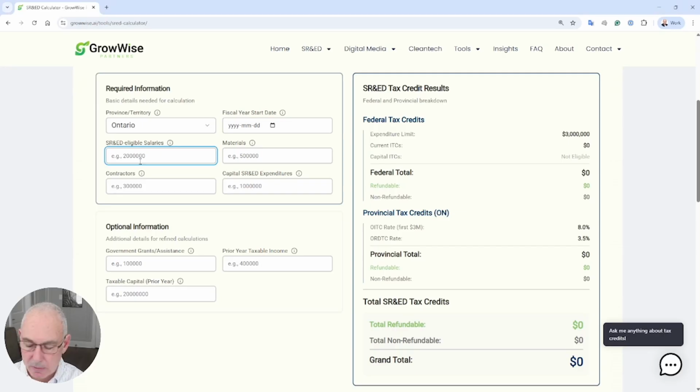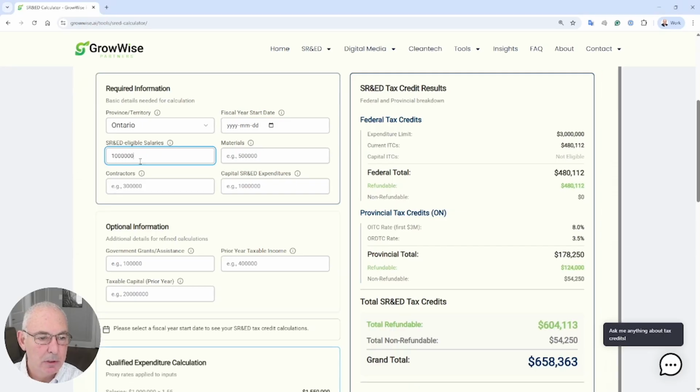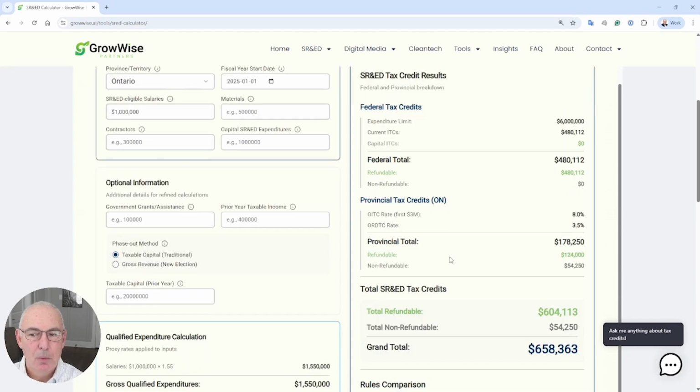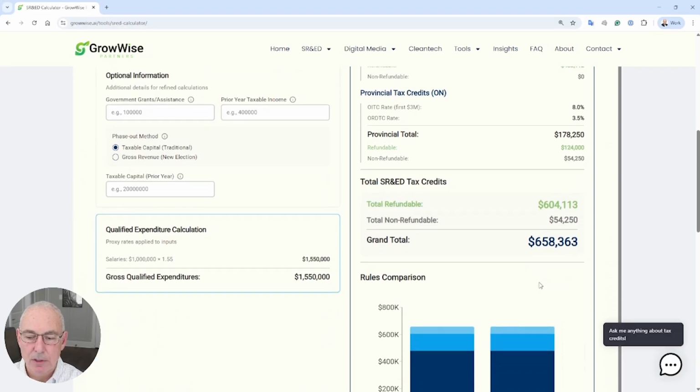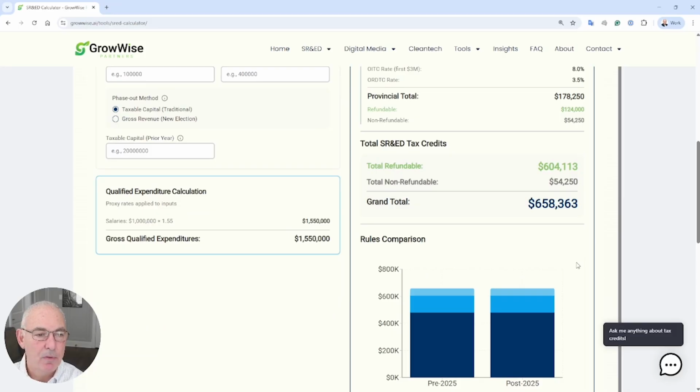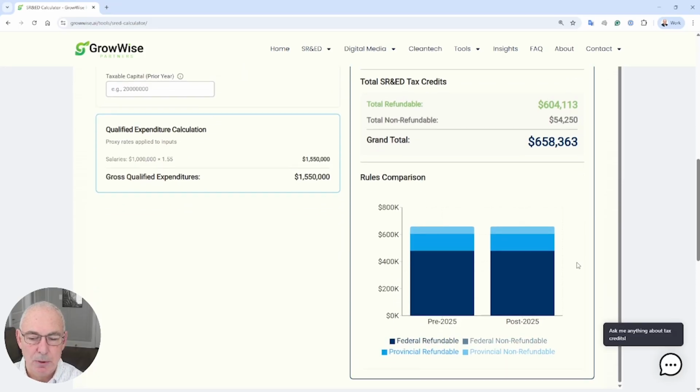So why don't we just do a very simple example here. We'll put in just a few salaries, and we'll put in that we have a fiscal year start date of January the 1st. We see here that in Ontario, there is a refundable portion of the claim, a non-refundable portion of a claim, the federal portion of the claim, for a total of $658,000 of SR&ED refund for $1 million of SR&ED eligible salaries.